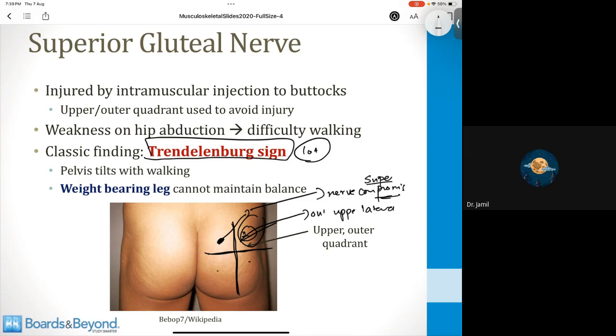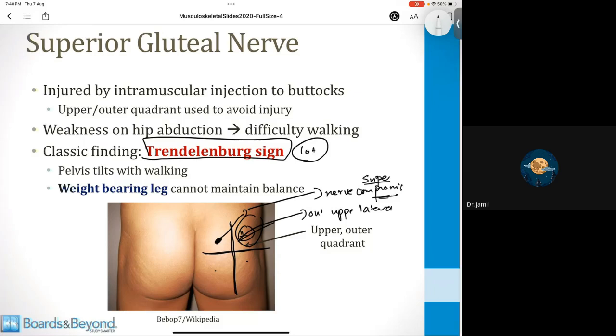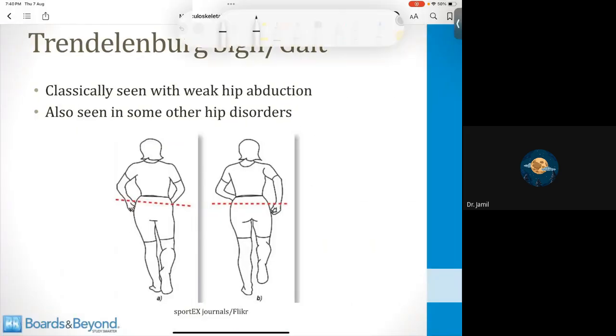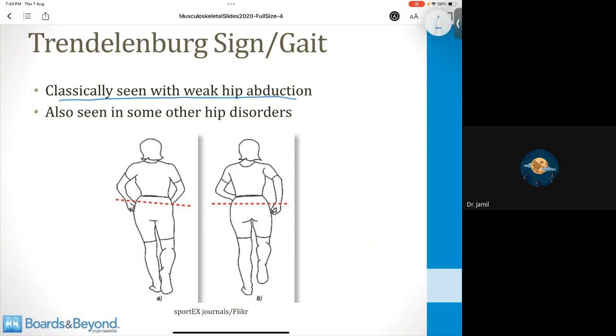Which is going to compromise which muscles? Medius and minimus, that are abductors. As the nerve supply to these muscles is compromised, we're going to have Trendelenburg sign. Whenever an individual is walking, the weight bearing leg cannot maintain the balance, so we'll have tilting of the pelvis. Here you can see the weak abductors, the medius and minimus, also seen in some hip dislocations.